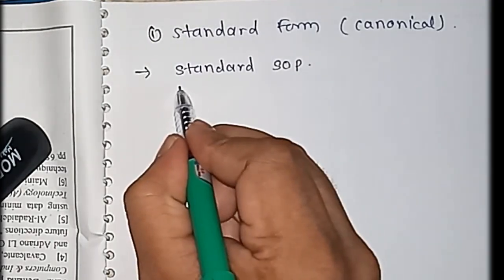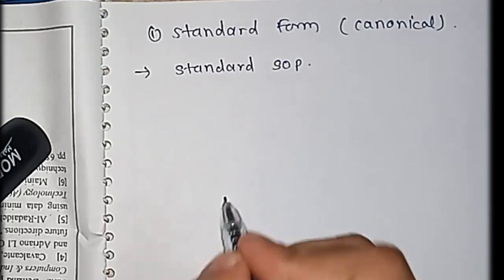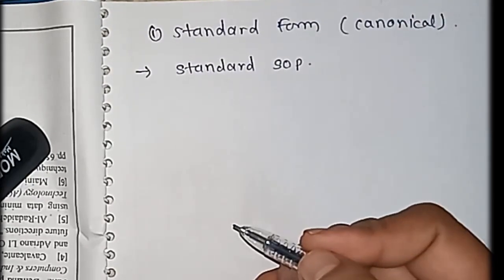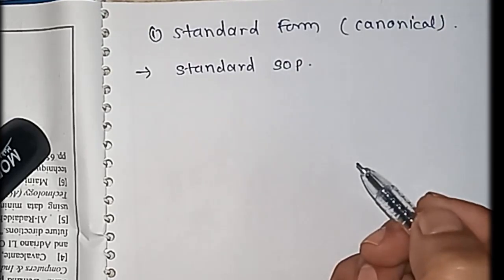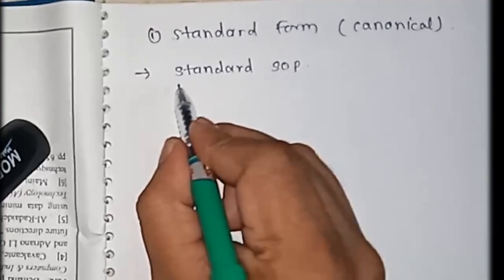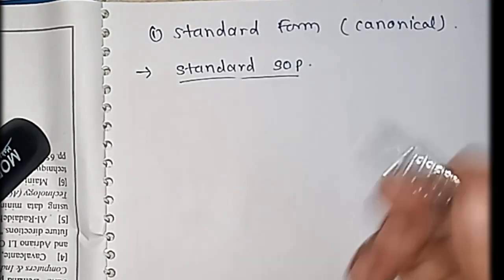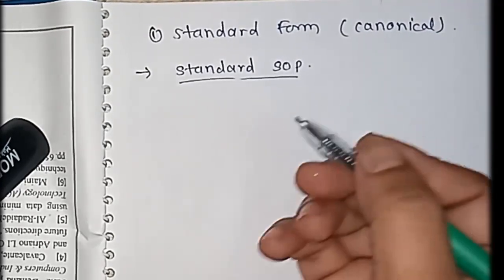Which equation is said to be a standard SOP? Those equations which consist of all the literals. Okay, those equations in which all the variables are present in the form of complemented or uncomplemented are said to be standard SOP equations. Okay, we will take some examples and then explain the same thing again.